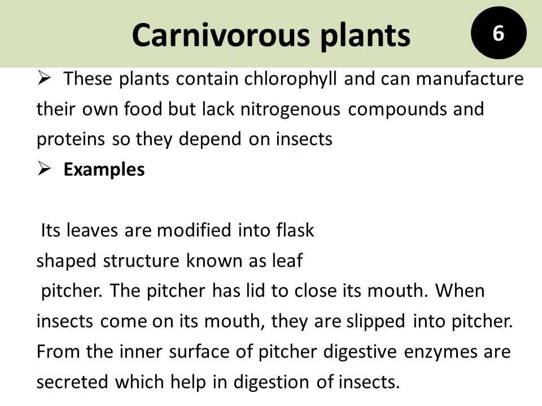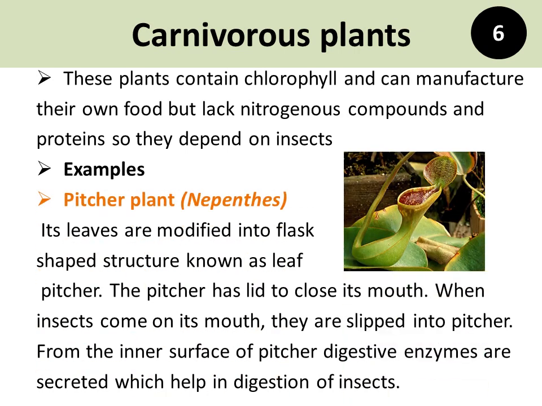First example is the pitcher plant. In this diagram, you can see that the leaves are modified into flask-shaped structures, which are known as leaf pitchers. And this pitcher has a lid to close its mouth. When the insects come on this mouth, they slip into the pitcher. From the inner surface of this pitcher, different digestive enzymes are secreted, which help in digestion of insects.